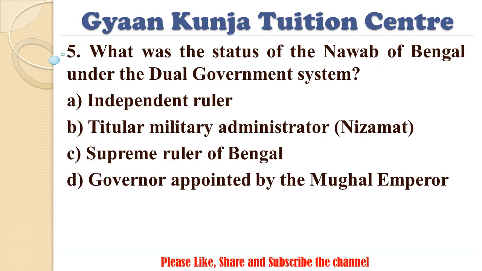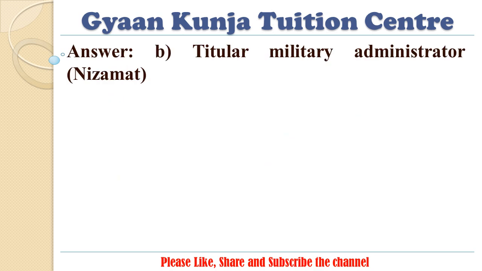Next, 5. What was the status of the Nawab of Bengal under the dual government system? A. Independent ruler. B. Titular military administrator, Nizamat. C. Supreme ruler of Bengal. D. Governor appointed by the Mughal emperor. Answer B. Titular military administrator, Nizamat.